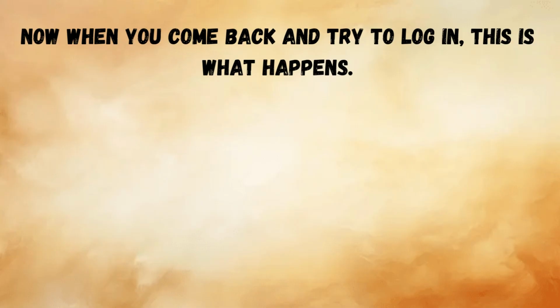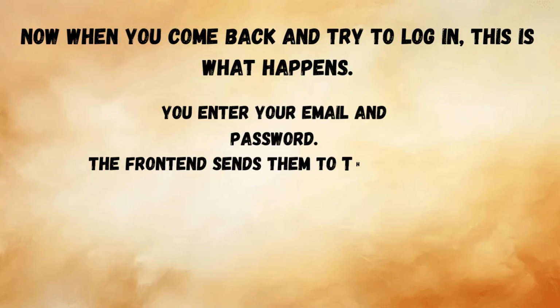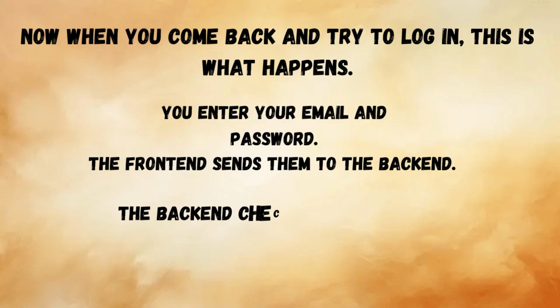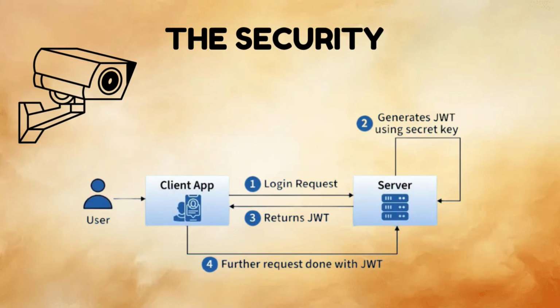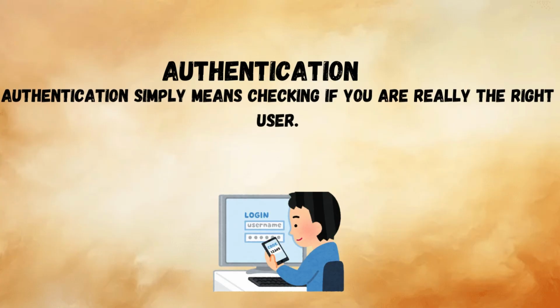Now when you come back and try to log in, this is what happens. You enter your email and password. The frontend sends them to the backend. The backend checks the database. If everything is correct, the backend creates a special digital key called a token and sends it back to your app. The app saves this token safely. This whole process is called authentication. Authentication simply means checking if you are really the right user.